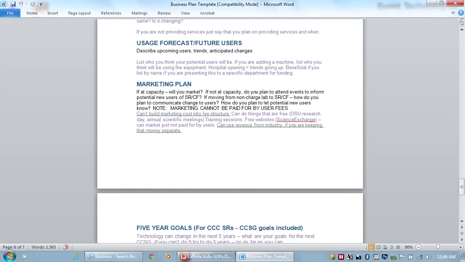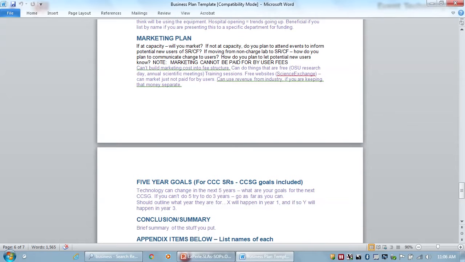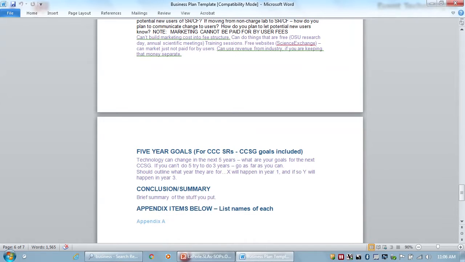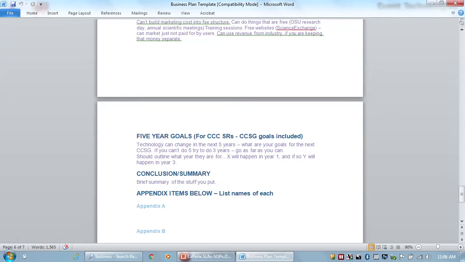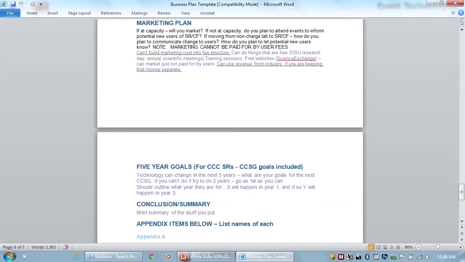And come up with a marketing plan. Where are you going to go? Are you going to go to the research expo? Are you going to go to the annual scientific meeting? Are you going to put your services out on Science Exchange, which is a website to advertise core facilities? You're going to be on the ABRF website. Where are you going to go for marketing? How are you going to get your name out there?